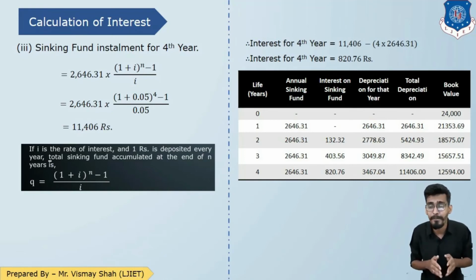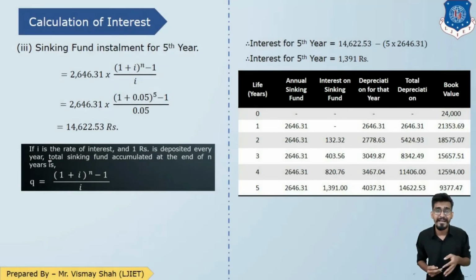So now the book value will become 12,594 rupees. This is for fourth year. Let us look at for fifth year. So for fifth year, you will get the total value as 14,622.53 rupees. Now this is inclusive of capital.